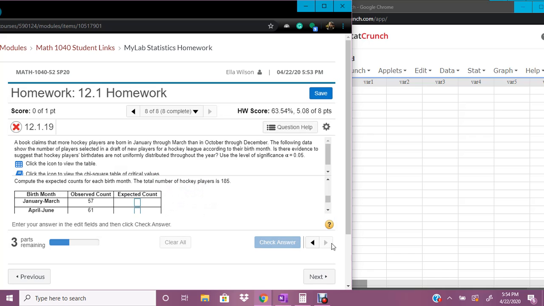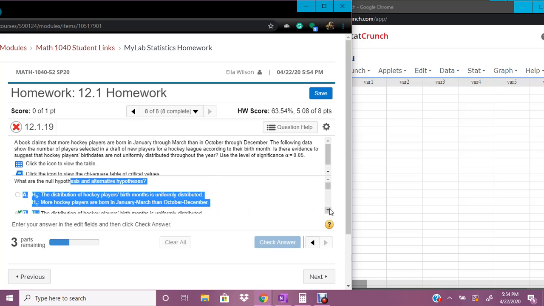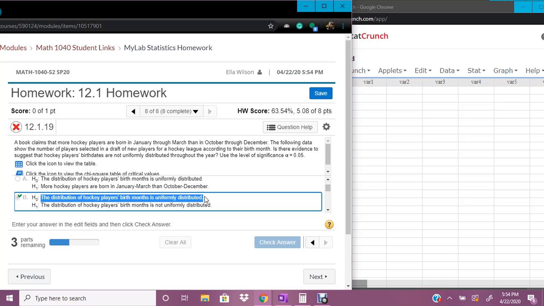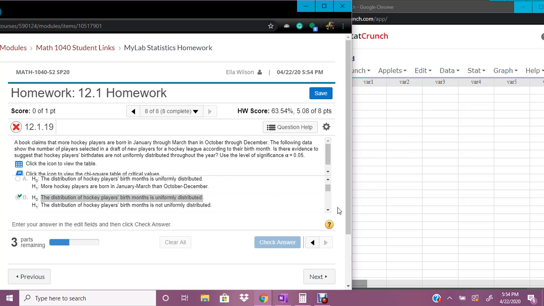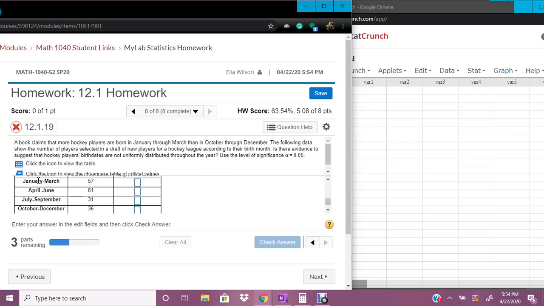Okay, so now we need to find the expected count. Our expected count is what our null hypothesis is. Our null hypothesis is that the distribution of the birthdays is uniformly distributed, which means it is exactly the same. In this case, they divided the months into 4 categories, so basically a quarter of all hockey players are born in each, or 1/4, or 25%, it's all the same.